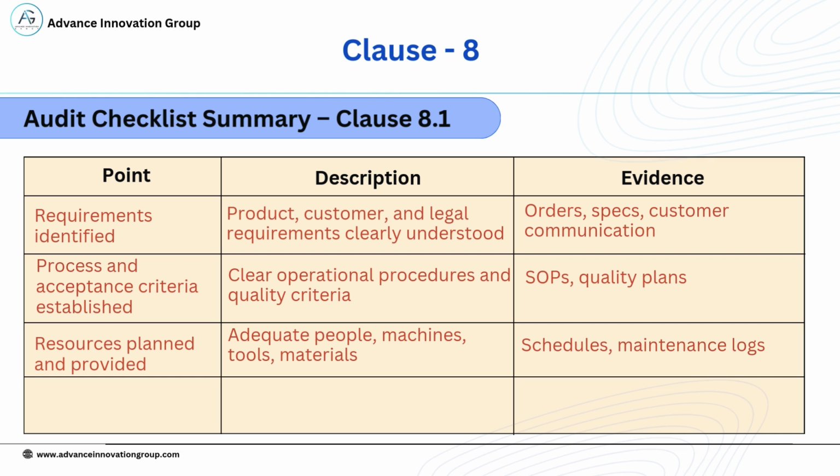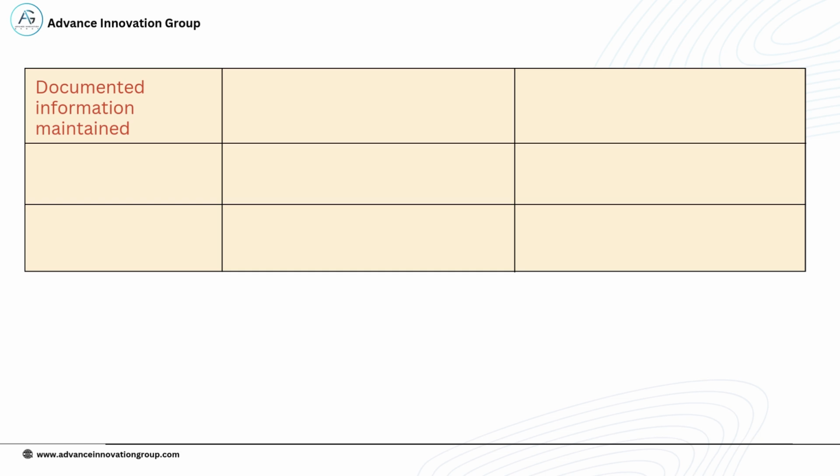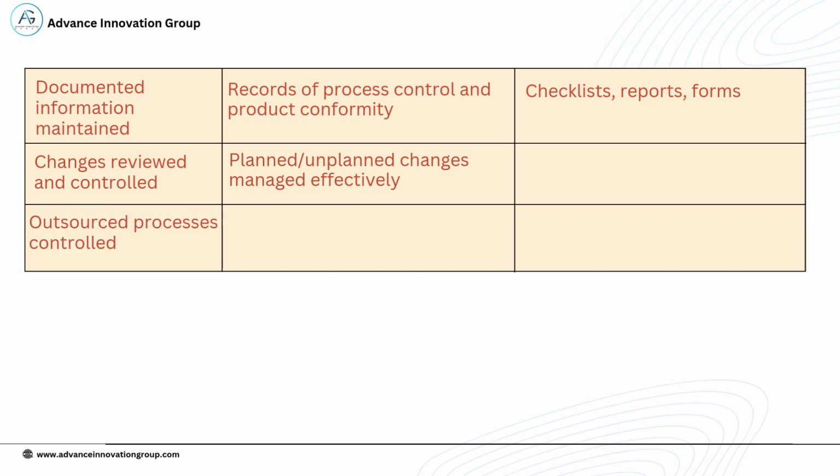Schedules, maintenance logs. Processes controlled per criteria: execution monitored and evaluated. Logs, audits, QC records. Documented information maintained: records of process control and product conformity. Checklists, reports, forms. Changes reviewed and controlled: planned and unplanned changes managed effectively. Outsourced processes controlled: clear criteria and monitoring of suppliers.